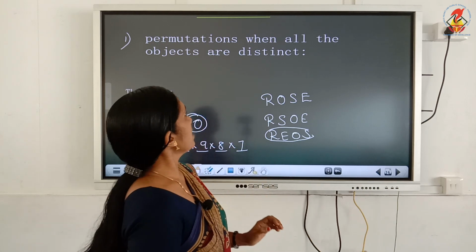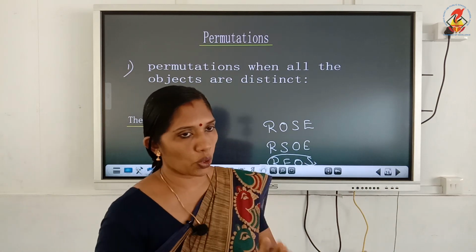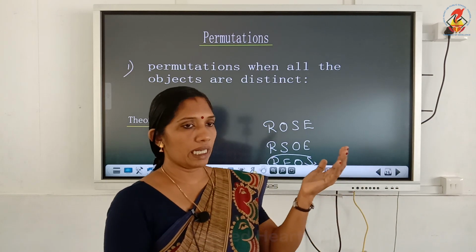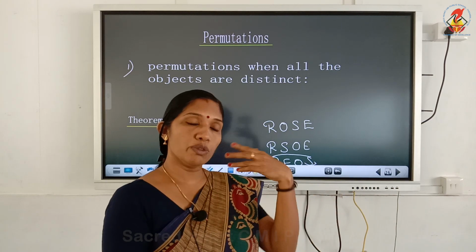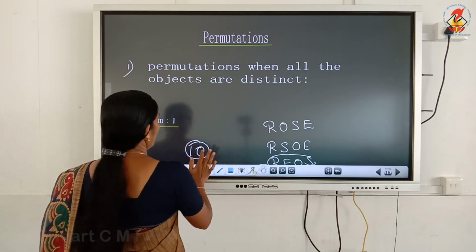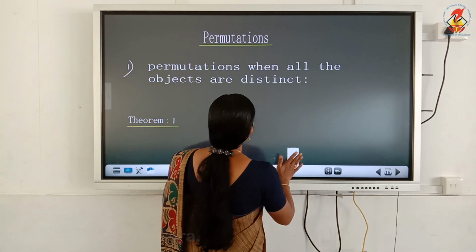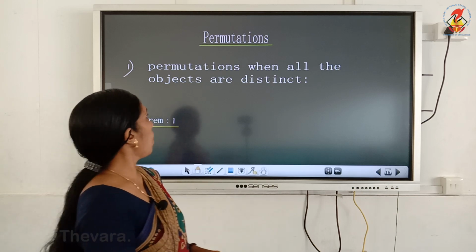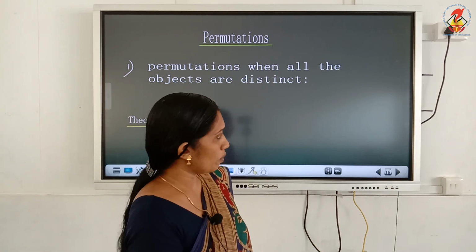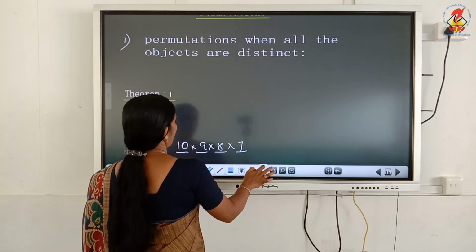So permutation means nothing but it is just an arrangement in a definite order. Order is important in permutation. And however many letters or digits are available, we can use all the letters or digits or some at a time. Okay, now the first case is permutations when all the objects are distinct. When all the objects are distinct, that is in this case.